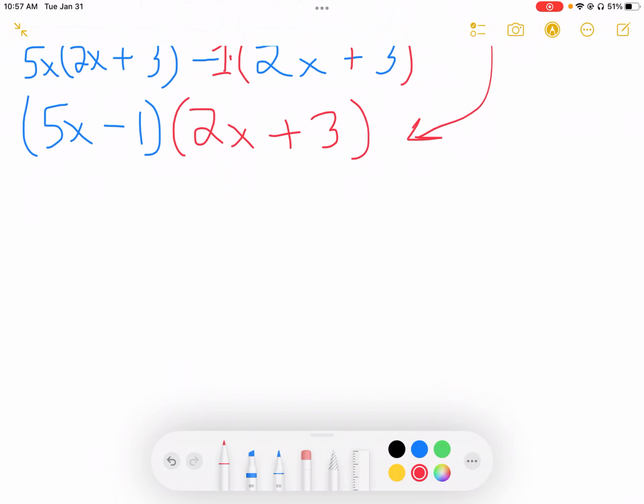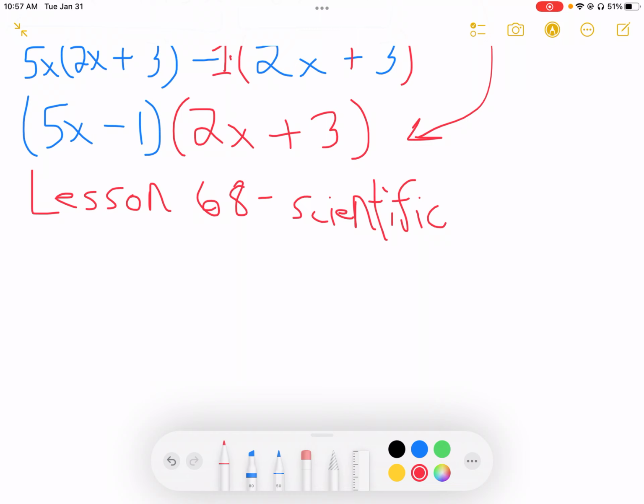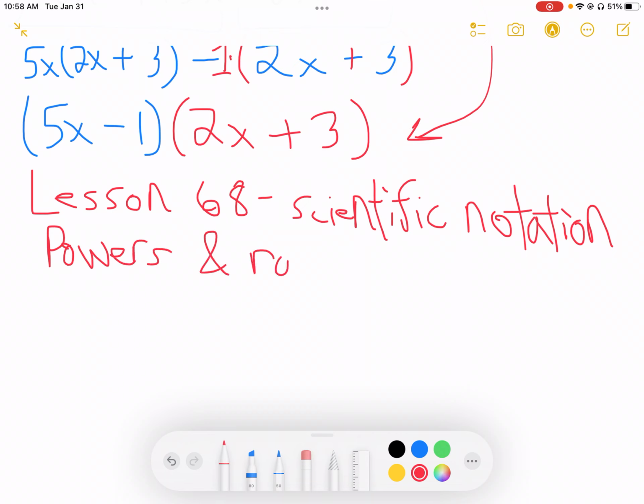Okay, so lesson 68. Scientific notation. We've talked about this before, and you guys have touched on it in your science classes. It's a very useful way of writing really big numbers and really small numbers because we're not writing so many zeros or point zero zeros, okay? And then we're also going to talk about powers and roots, which we've also talked about before, but we're going to talk about in a little more detail here.